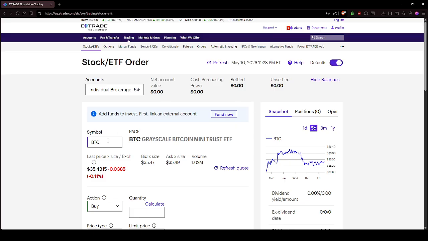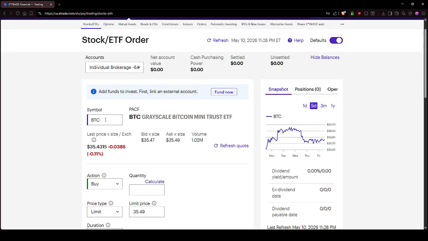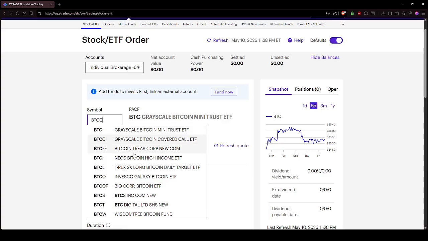After funding your account, log in to Etrade and navigate to the trading section of the platform where you can search for Bitcoin or the ticker symbol associated with it. Next, select the amount of Bitcoin you wish to buy.